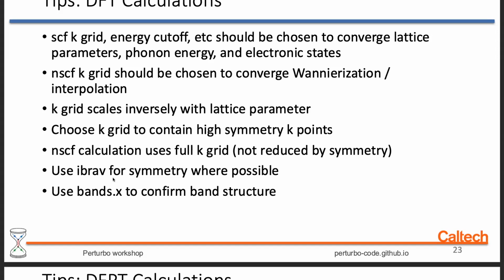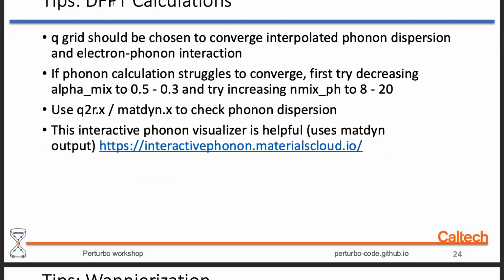You want to use ibrav to treat the symmetries where possible, just because it increases the chances that Quantum ESPRESSO will figure everything out correctly. And it's good to check the band structure with, for example, the bands calculation in Quantum ESPRESSO. And then for the DFPT, the q-grid should be chosen to converge the interpolated phonon dispersion and electron-phonon coupling, so similar to the k-grid.